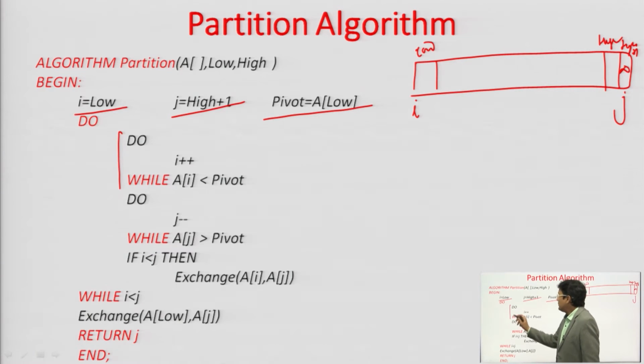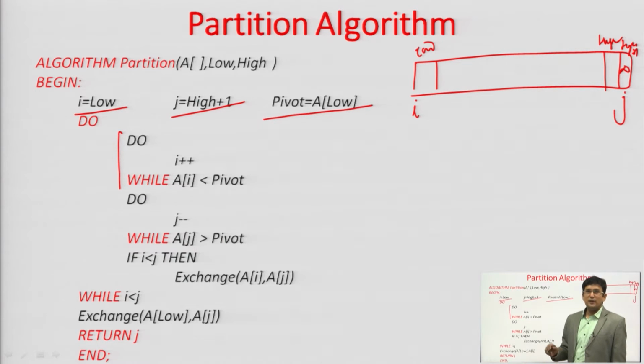After this, you do a pair of operations. You increment i until you get a larger element than the pivot. If you have a smaller element, then you again increment i. So, you keep on incrementing i while you have a smaller element, and once you find the larger element, you will stop i. Similarly, once the increment of i is over, you will decrement j. The j will move from right to left. It will keep on moving until you have a smaller element than the pivot. The moment you find the smaller element than the pivot, you will stop there.